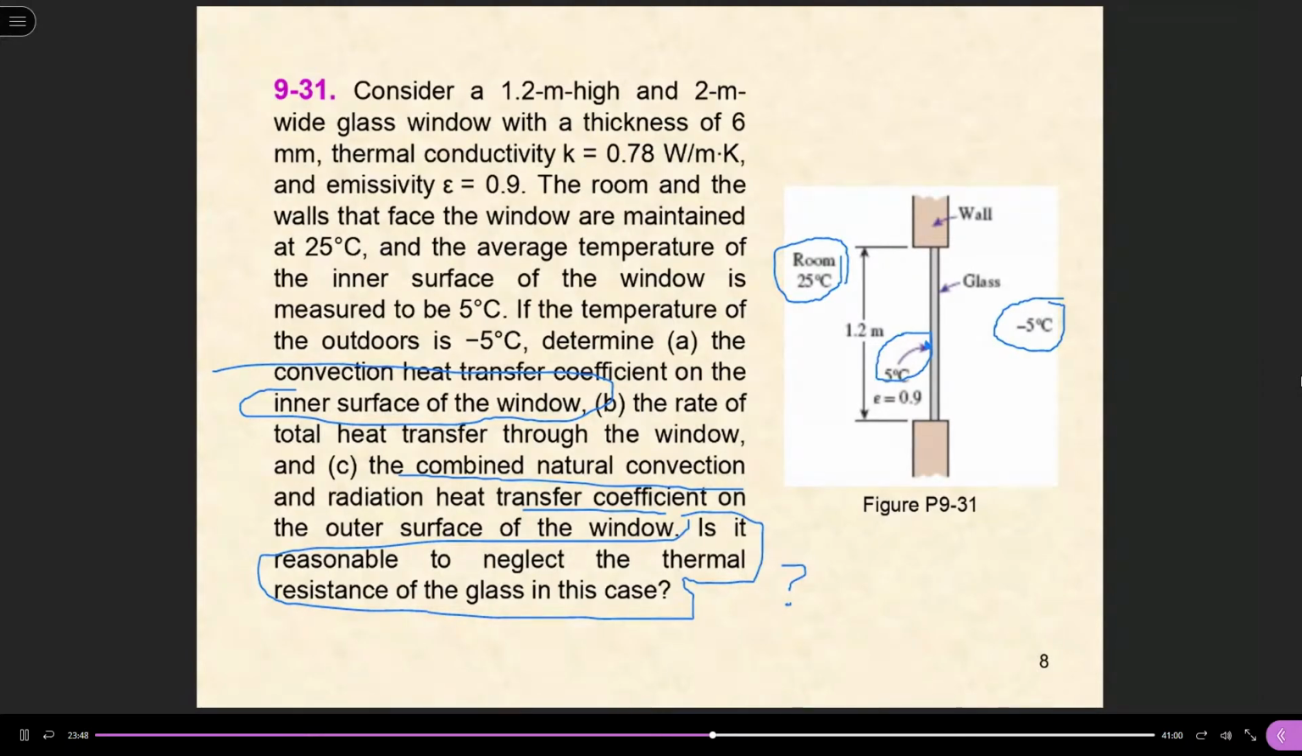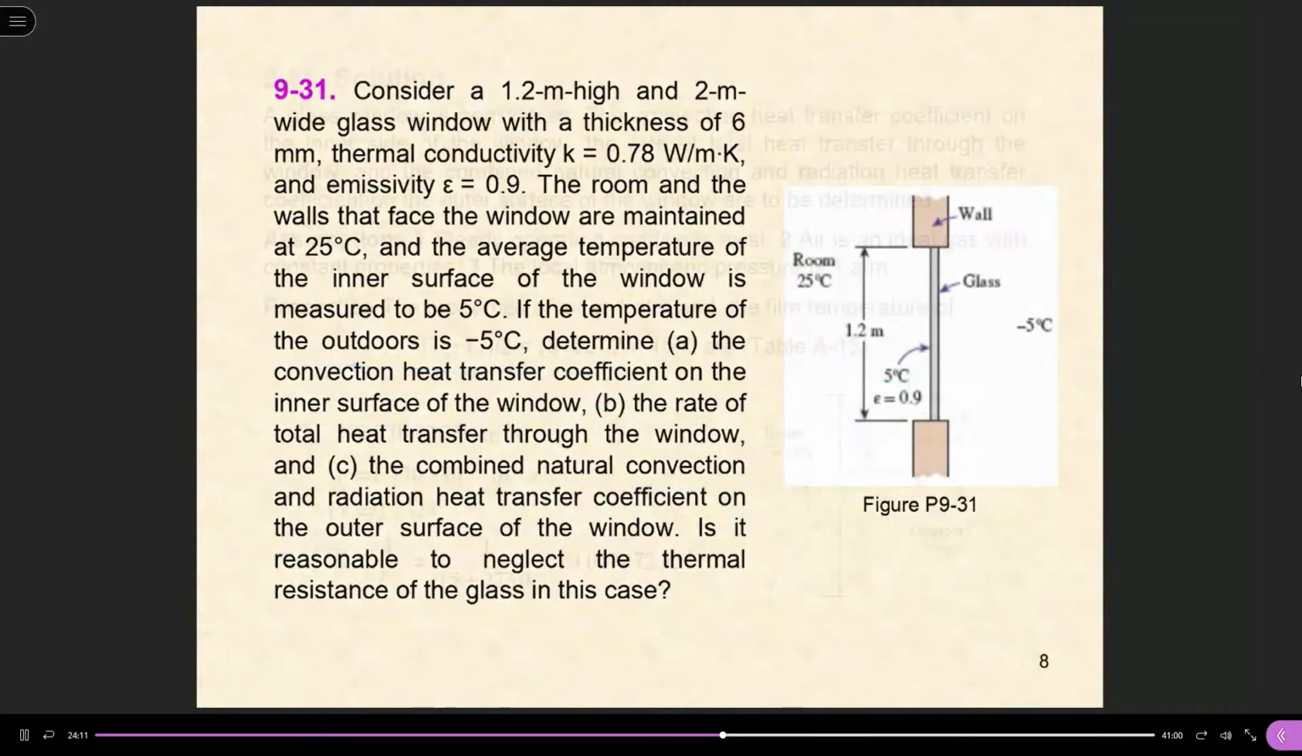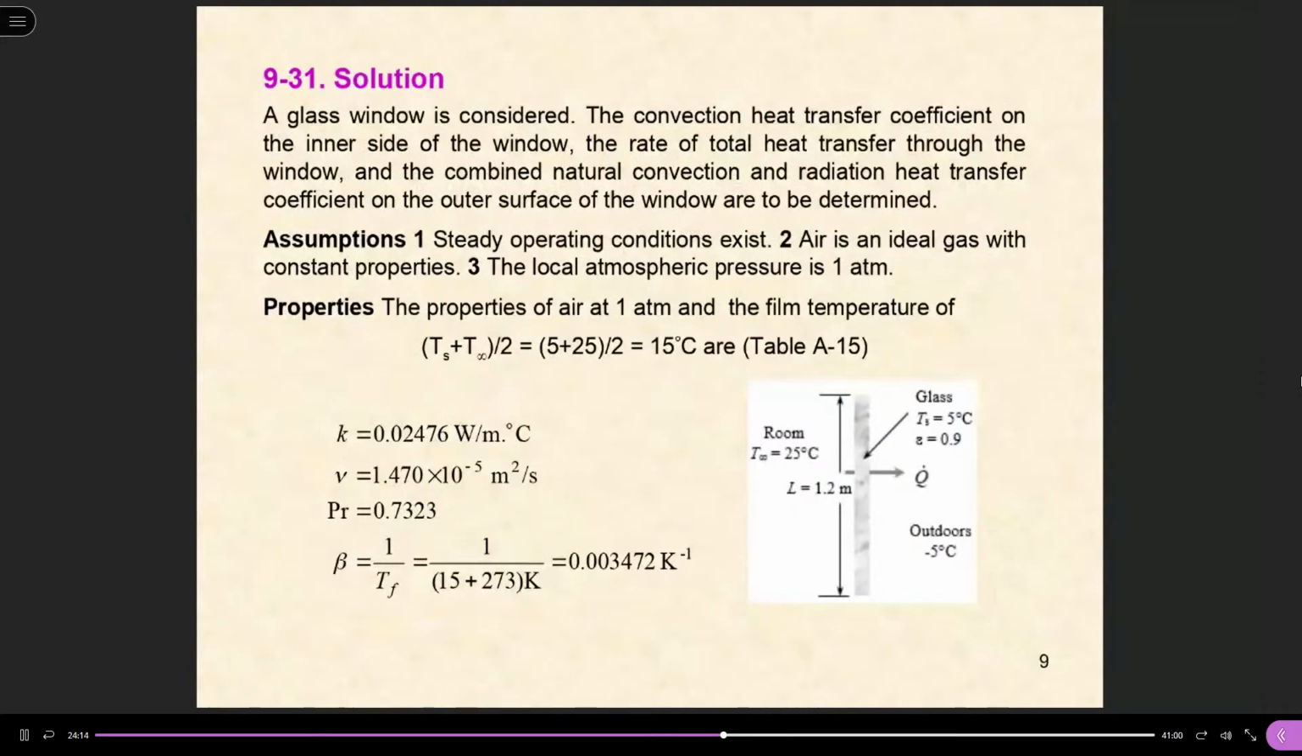First, the convection heat transfer coefficient on the inner surface of the window. We assume this is natural convection because the cold air close to the window will come down. So we treat the window as a vertical plate with natural convection, and we will find this out first. You need to find these parameters: the conductivity of the air, the viscosity of the air, and the Prandtl number of the air. You always need to know how to read a property table.